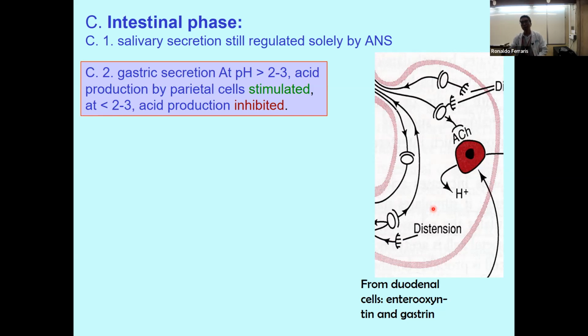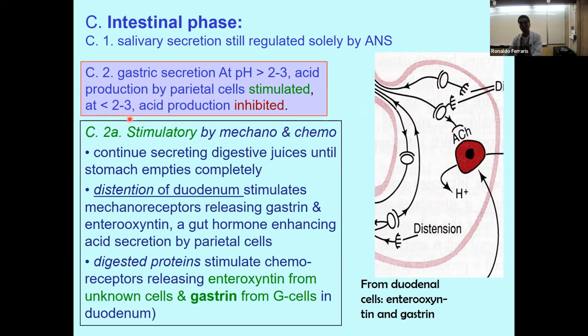And then towards the end of a meal, you're already watching March Madness. The pH in your stomach lumen will drop because there's no more food to buffer the gastric secretions. Then acid production would be inhibited when the pH is low.